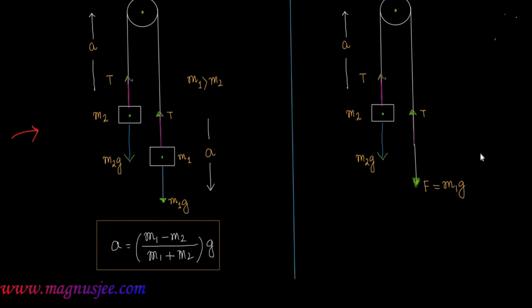For the first case, there are two bodies, and for the second case only one body of mass m2 is suspended and the other end of the string is pulled by applying a force F. In the second case, the lighter body is moving upwards with the acceleration A, and the other end of the string is pulled downwards with a force F equal m1g.